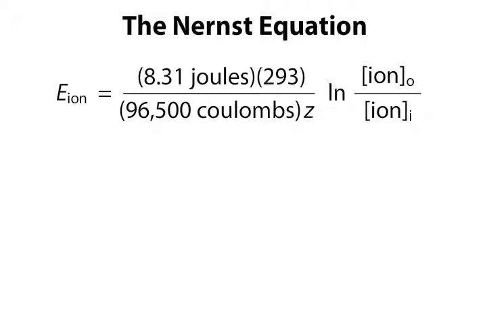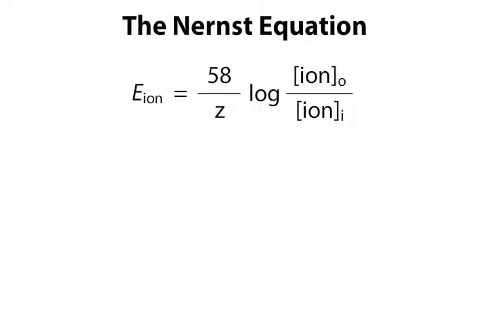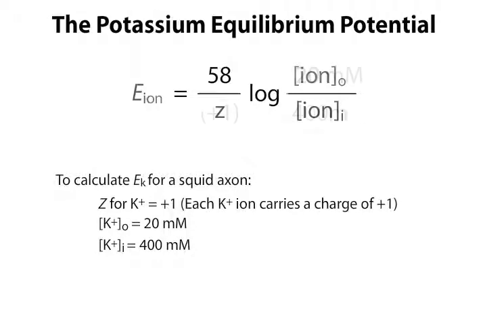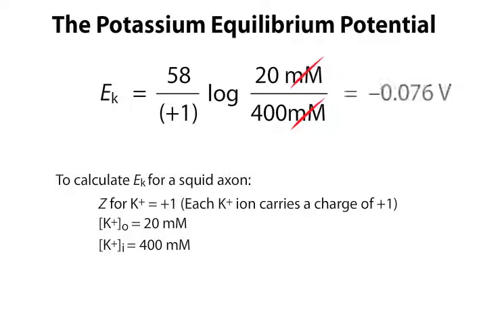Because it's easier to perform calculations using base 10 logarithms and to perform experiments at room temperature, this relationship is usually simplified to where log indicates the base 10 logarithm of the concentration ratio. When the cell is at rest, the most permeant ion is potassium. If potassium is the only ion moving across the cell membrane, the resting potential should be identical to the equilibrium potential for potassium, Ek. We can now apply the Nernst equation to determine Ek for a squid giant axon.